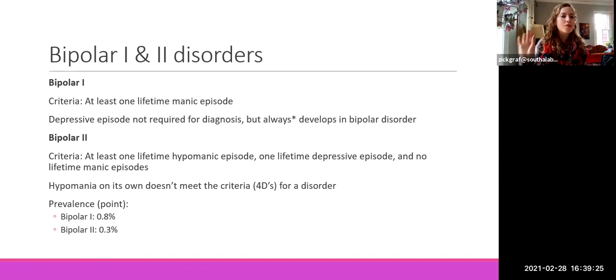Okay, so first of all, you don't need to memorize these prevalence numbers. The takeaway here is that compared to major depressive episodes, and even compared to people with chronic recurring major depressive disorder, the prevalence of bipolar spectrum disorders is really low. The prevalence of bipolar 1 disorder is less than 1% lifetime prevalence in the United States.